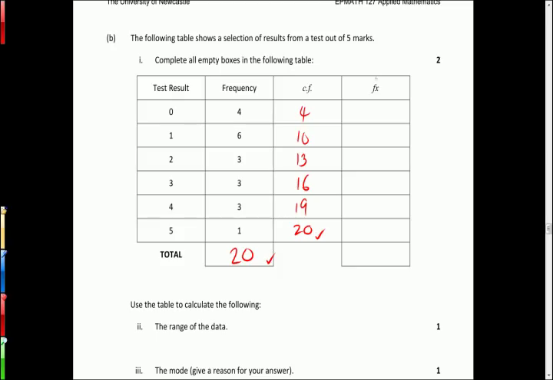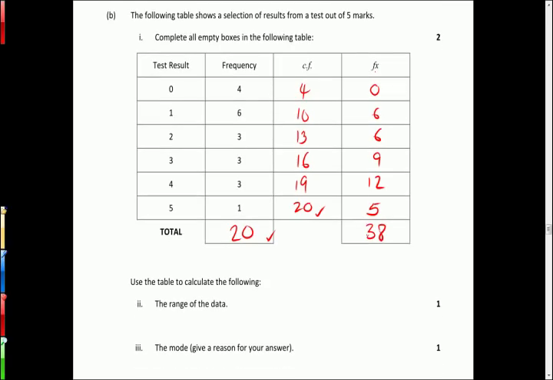And the FX literally just means F times X. 4 times 0 is 0. 6 lots of 1 is 6. 3 lots of 2 is 6, 3 lots of 3 is 9, 3 lots of 4 is 12, 1 lot of 5 is 5. So basically the sum of this is just the sum of all the numbers that we have, all the results.